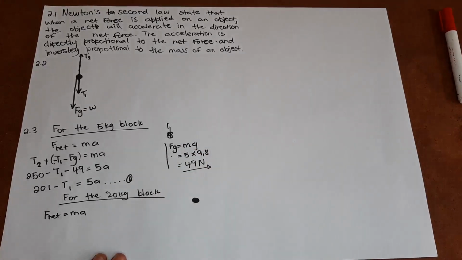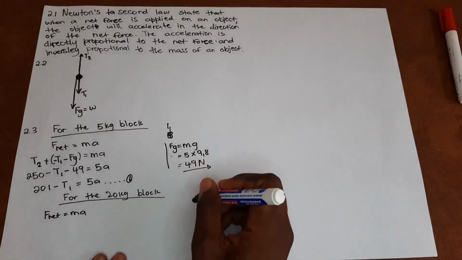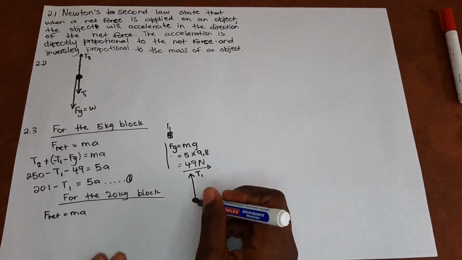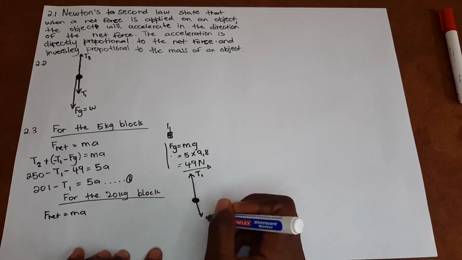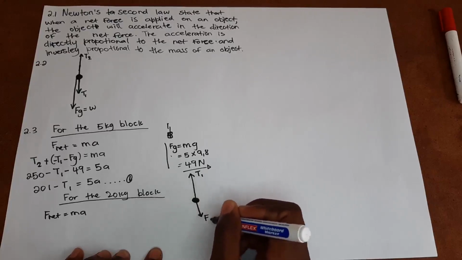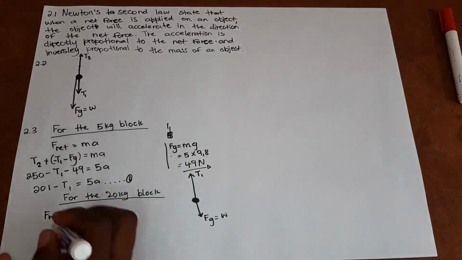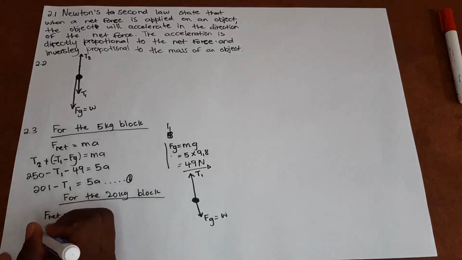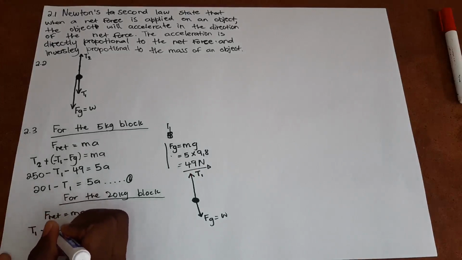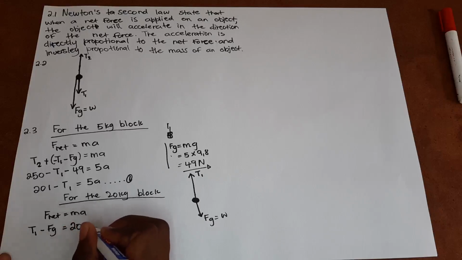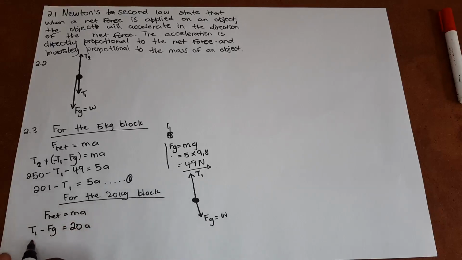You can see that there is a gravity acting on it downwards, and also there is a tension pulling it upwards, which is T1 at P. T1 is positive and our gravity is negative, meaning that it is opposing the motion. So this becomes T1 minus gravity, which is equal to 20 multiplied by a.